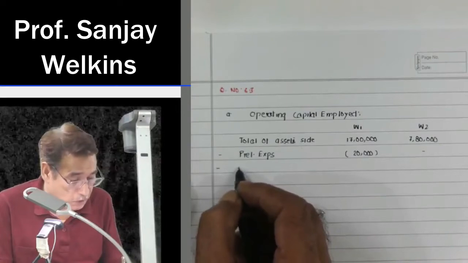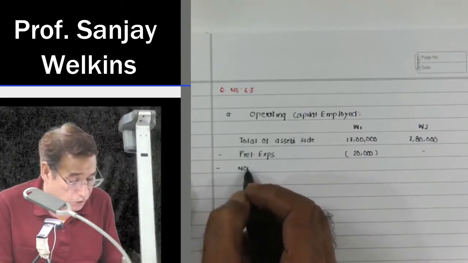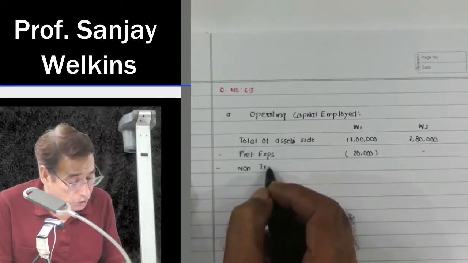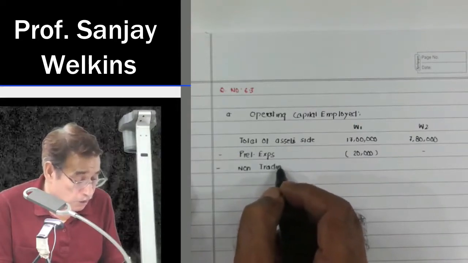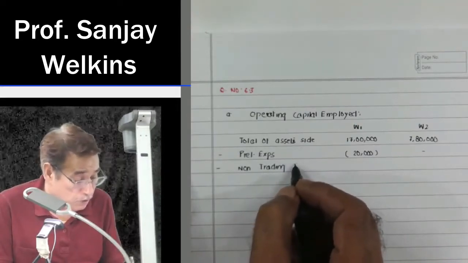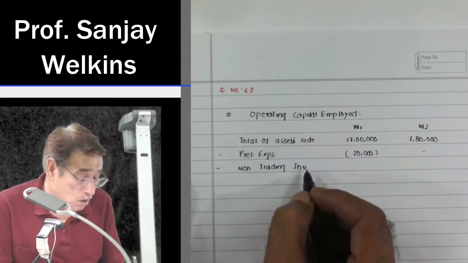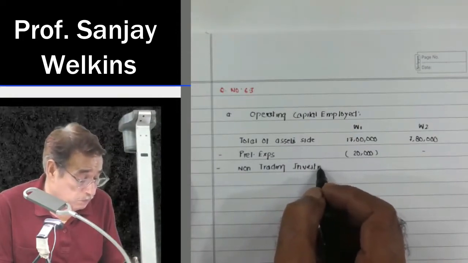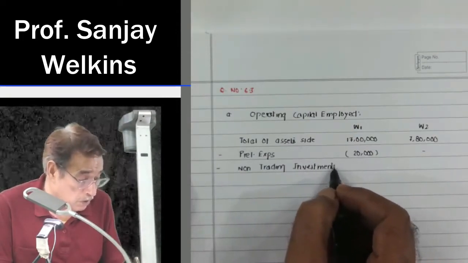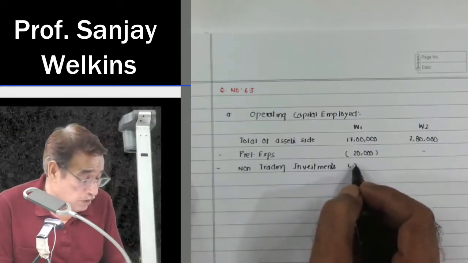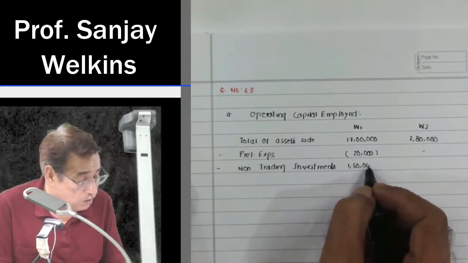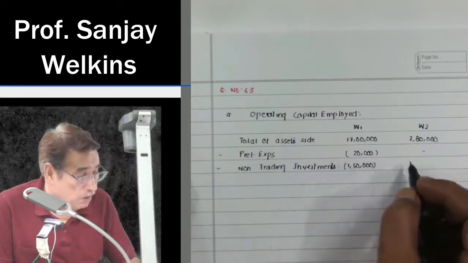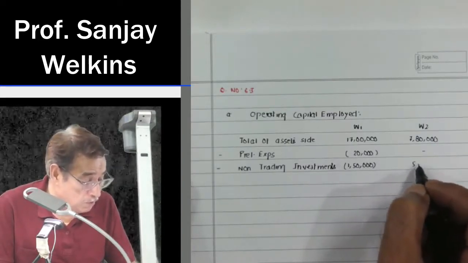So that is the reason I will subtract non-trading investment here. Why am I subtracting non-trading investments? Because we are computing capital employed for the purpose of computation of goodwill. Non-trading investments are 1,50,000 and 50,000.